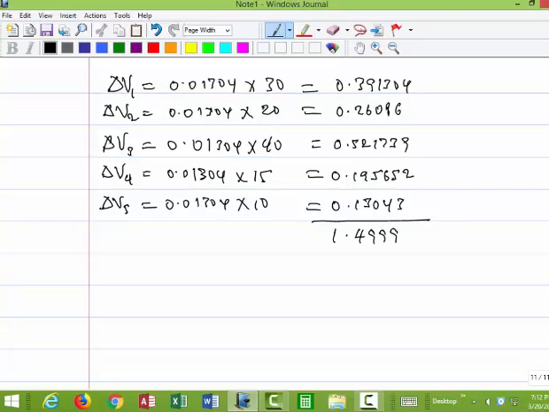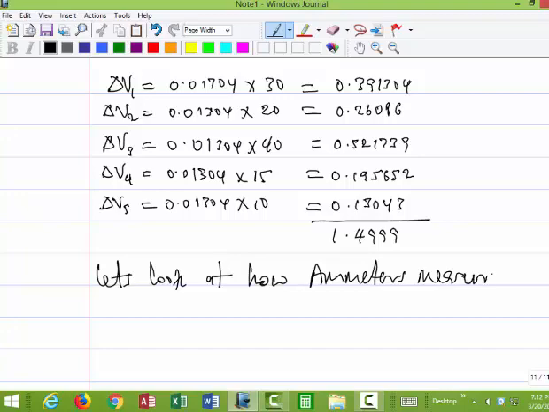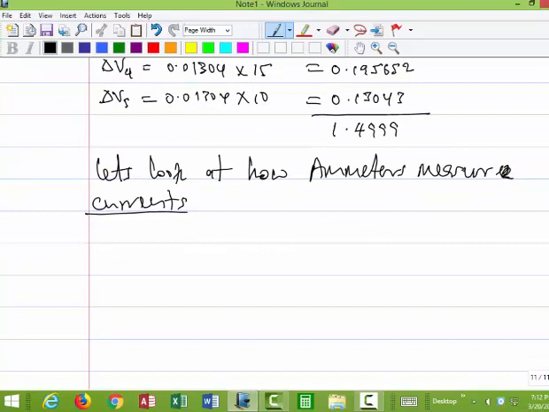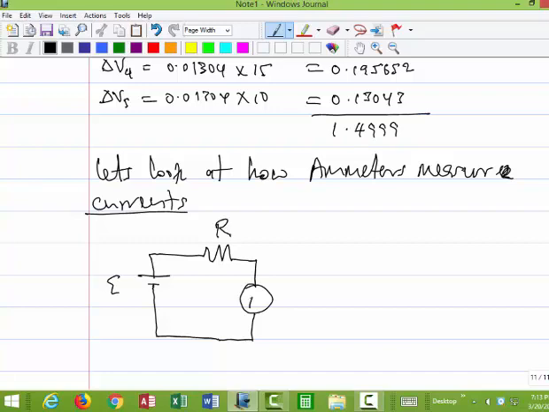Let's move on to ammeters in this section. Ammeters are always connected in series with the element that you want to measure the current through. We'll do that here because we are looking at series resistors. So let's say we have our circuit like that. We have a resistor in here and we want to find the current through it. So we connect an ammeter in series with that. This is the resistor and this is the ammeter.